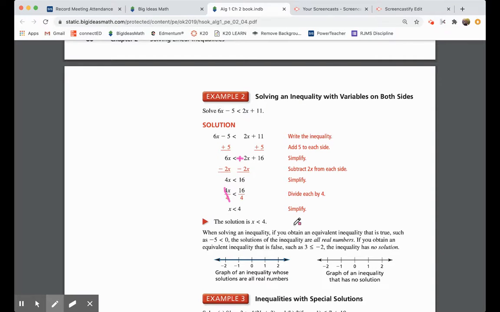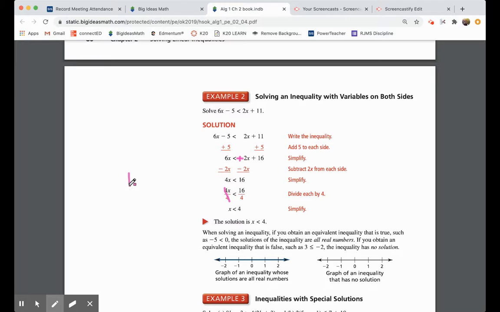Okay, it says here, if you obtain an equivalent inequality that's true, such as -5 is less than 0, the solutions of the inequalities are all real numbers. If you obtain an equivalent inequality that is false, then the inequality has no solution. So what this means, all real numbers, that's kind of like our infinitely many.